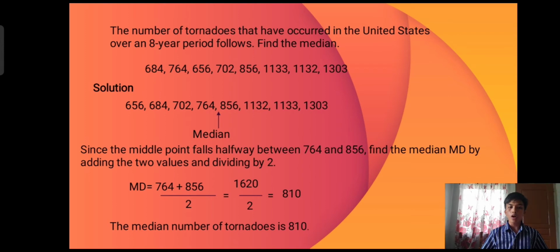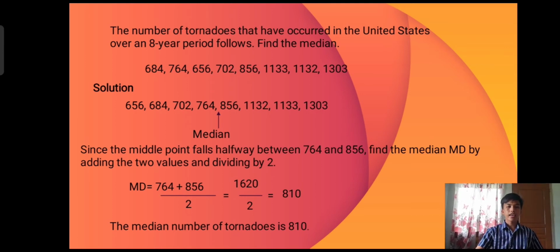How do we get the median when the middle falls between two values? Since the midpoint falls halfway between 764 and 856, find the median by adding the two values and dividing by 2. So we add the two, then divide by 2. The median is 810.